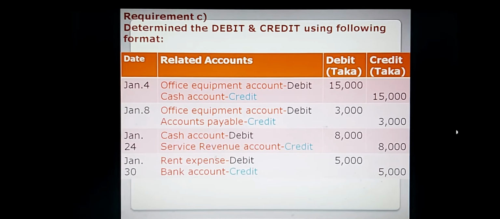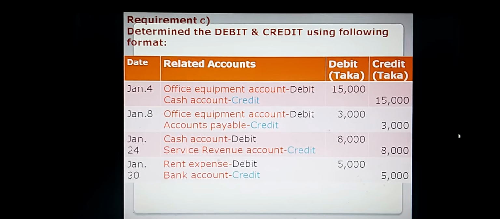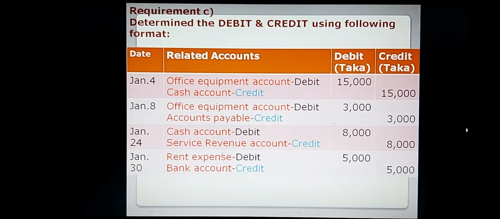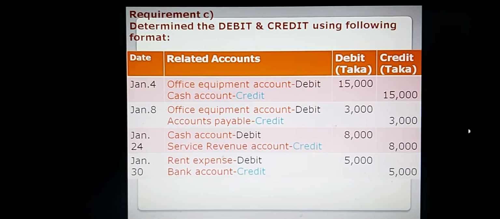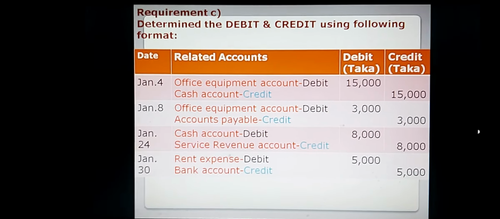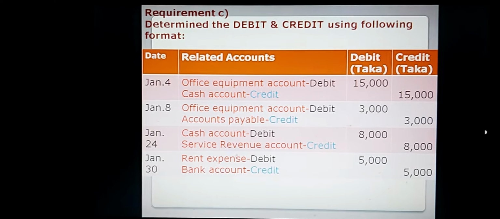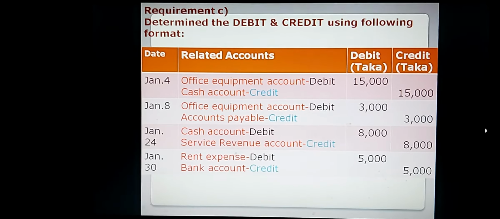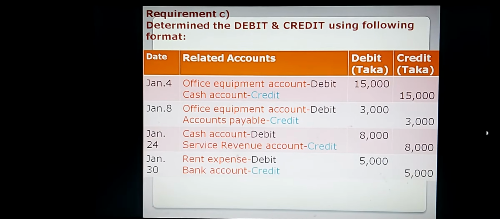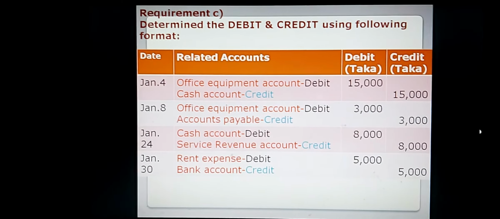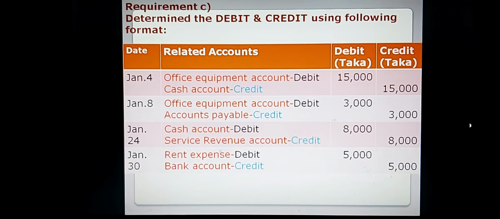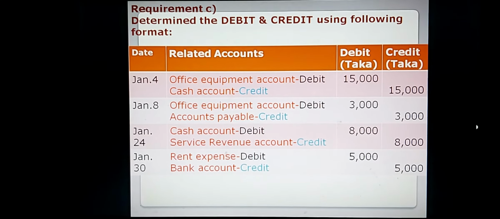We know from the rules of determining debit and credit that when asset increases, the asset account is debit, so office equipment account is debit. And for paying the installation money, cash has gone from business, so cash is also an asset. Cash has gone, so asset decreases. That's why cash account is credit in this transaction. Taka 15,000 debit, taka 15,000 credit.